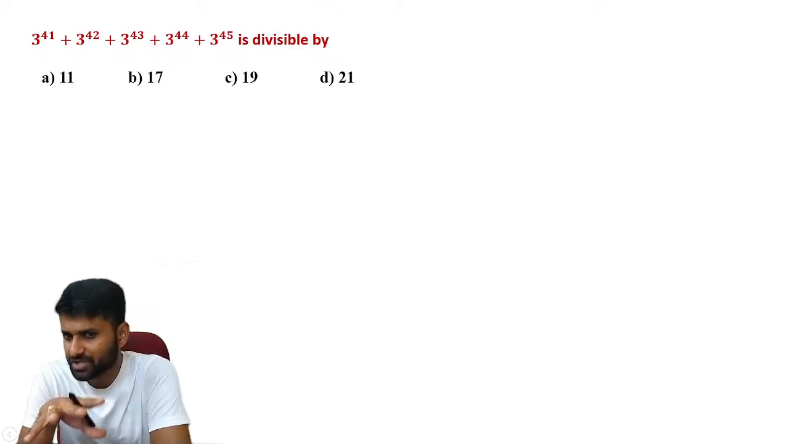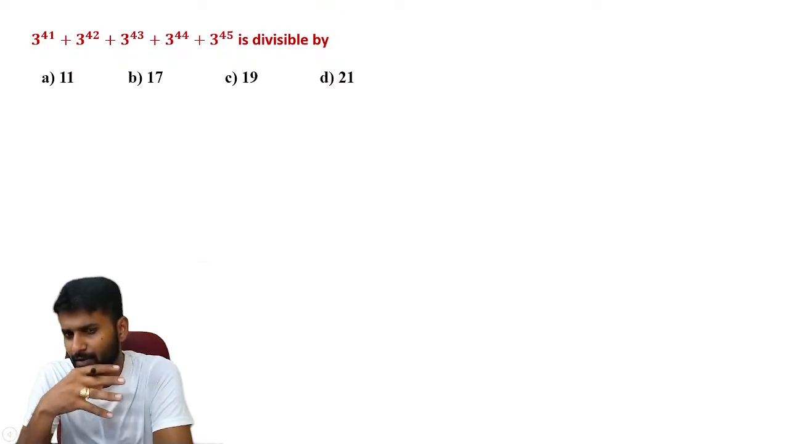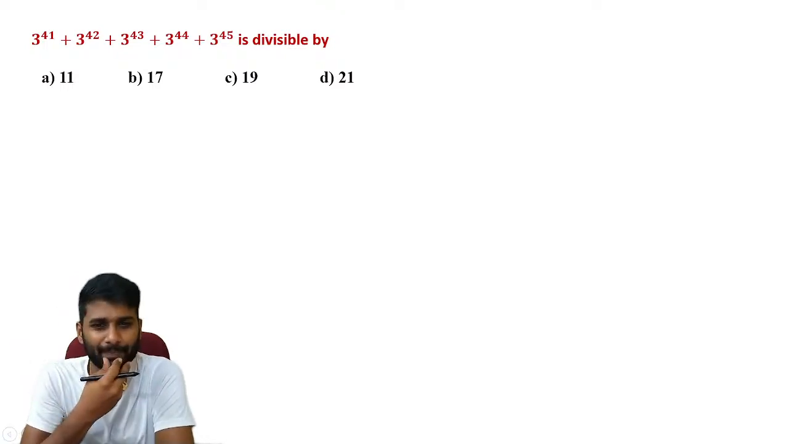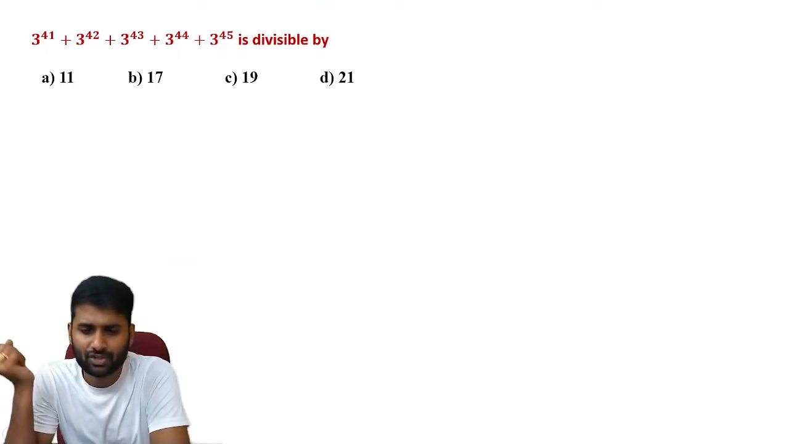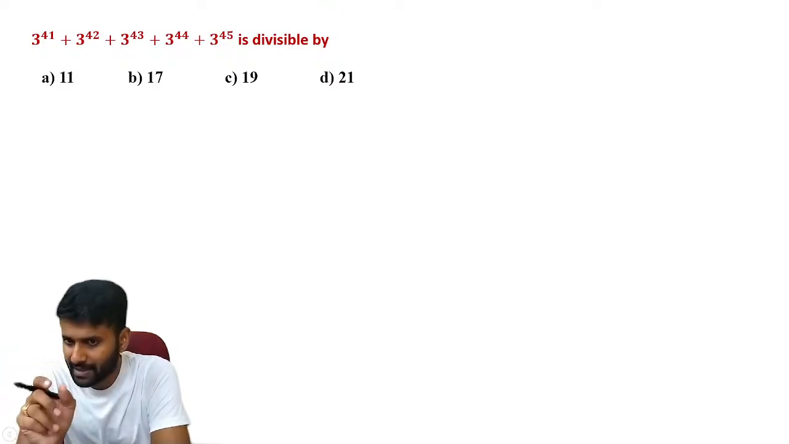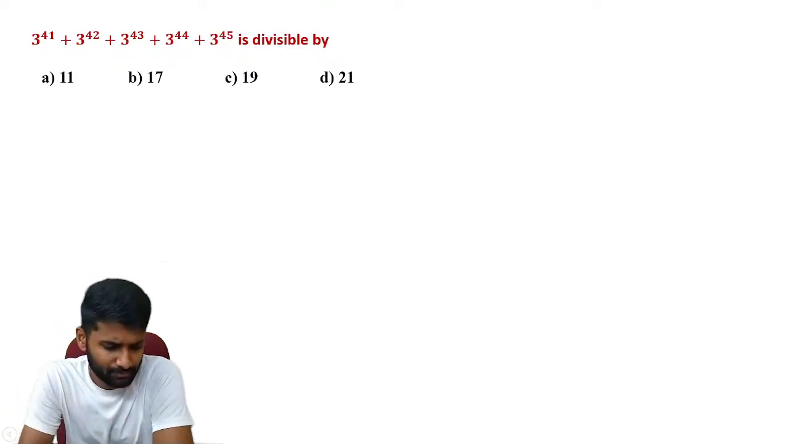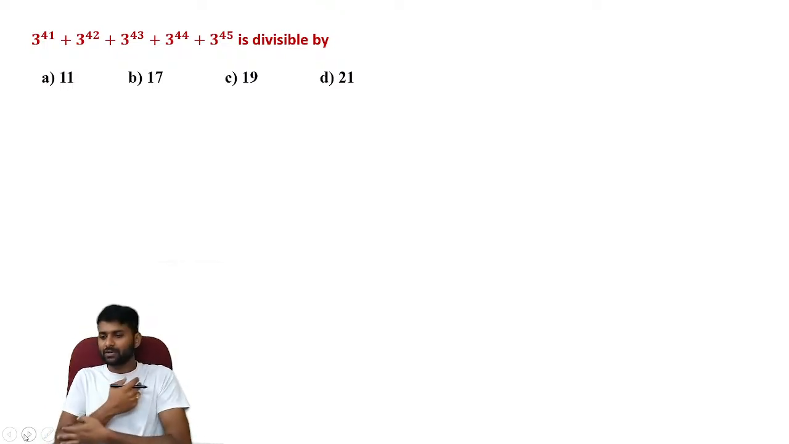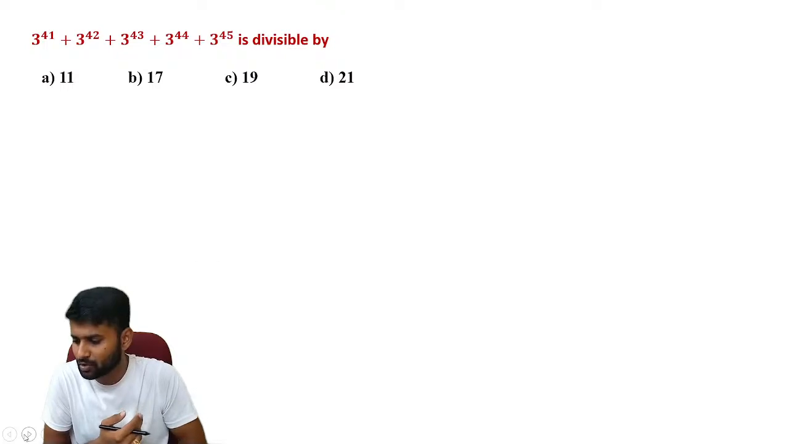Understand the question and what kind of numbers are given in this particular information. 3 power 41, 3 power 42, 3 power 43, 3 power 44, and 3 power 45 is divisible by? So definitely it is divisible by either 11, 17, 19 or 21. Remember, except 21, the remaining 3 are prime numbers, and 21 you can call a composite number. Simple definition: a prime number is any number that has exactly two factors. A composite number has more than two factors.